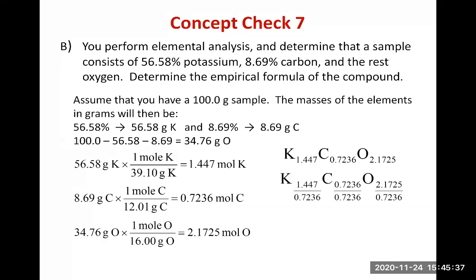So when you do this for potassium, for K, it comes down to a 2. Carbon, it's a 1. And oxygen is a 3. So K2C1O3. The 1 is implied, so we remove it, and it's K2CO3. And here you recognize potassium carbonate. So that's the empirical formula, and that's also the molecular formula in the case of potassium carbonate.